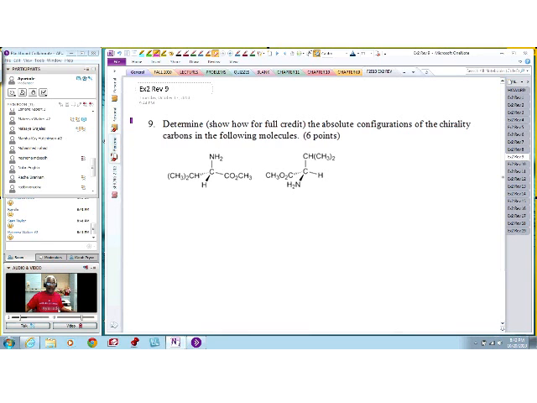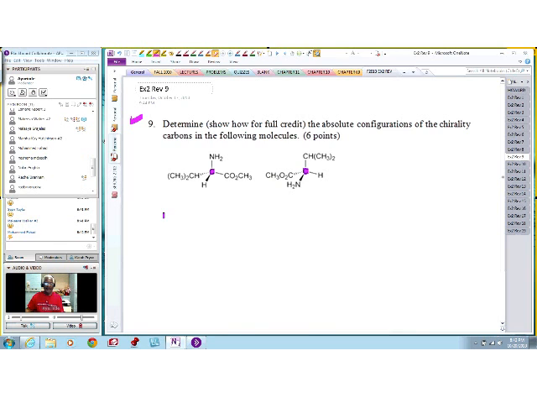Kiara Wallace, can you go ahead and read this question for us? Determine for full credit the absolute configuration of the chirality carbons in the following molecule. Okay, thank you, and very good. So what they want you to do here, this is a stereochemistry question, is to determine the absolute configurations of the chirality carbons in the following molecule. Of course, as you can see here, this is a chirality carbon, and this is another chirality carbon.